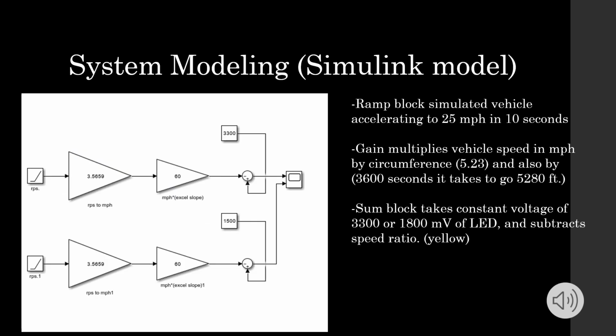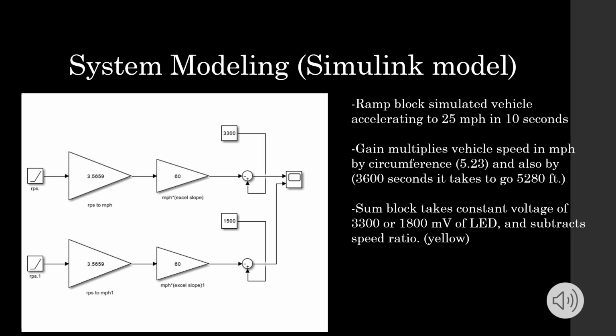So to create this model in Simulink, we need to understand exactly what's going on. Initially I have a ramp block, which simulates the acceleration from 0 to 25 miles an hour in about 10 seconds, and this gets multiplied in the gain block by the circumference of the wheel initially, and then gets multiplied by the 3600 seconds per hour over 5280 feet per mile.